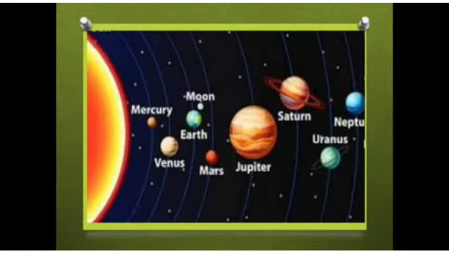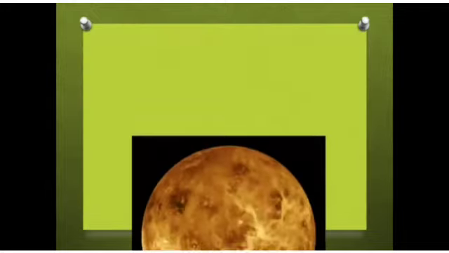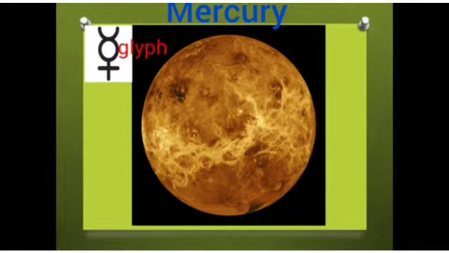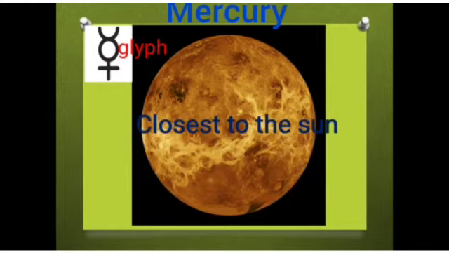First of all, we have Mercury. Here you can see the symbol of Mercury. This symbol is also called a glyph. Glyph and symbol have the same meanings. This is a symbolic representation of almost all the planets in the solar system, which is given by the astronauts. This is the closest planet to the Sun.